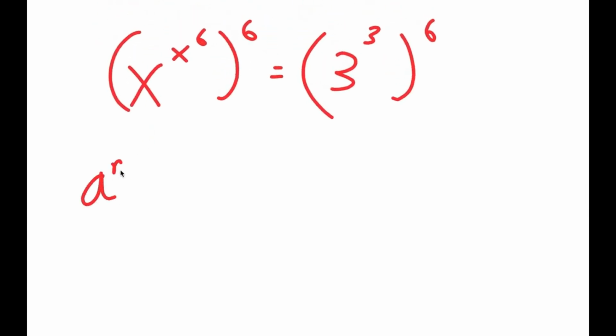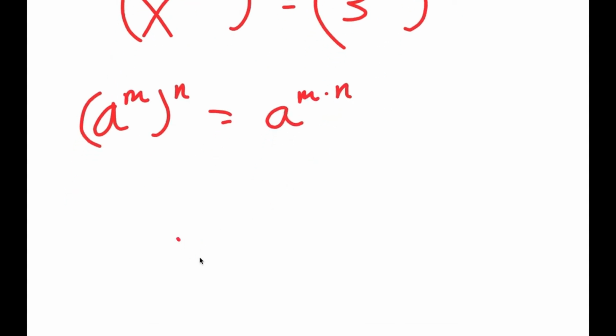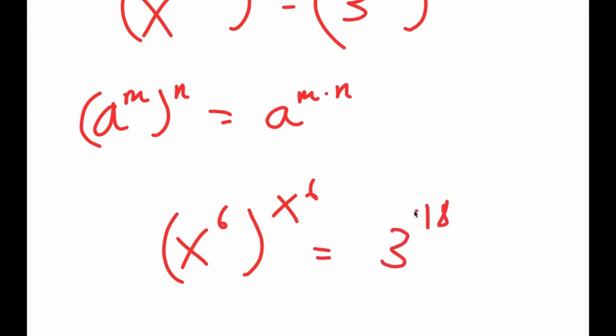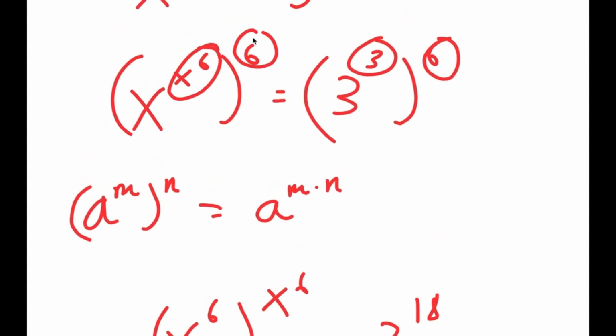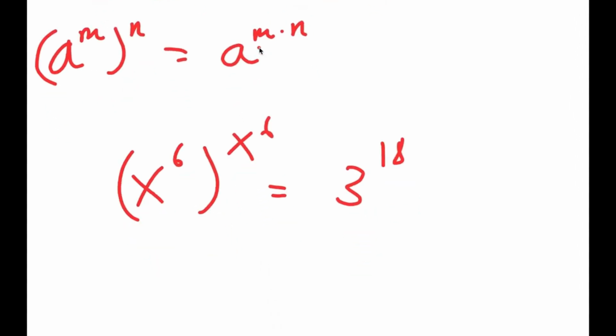Now if I have something in the form a to the power of m to the power of n, this is equal to a to the power of m times n. So 3 and 6 multiply, so now I get x to the power of 6 to the power of x to the power of 6 is equal to 3 to the power of 18. I also switch the places of x to the power of 6 and 6.